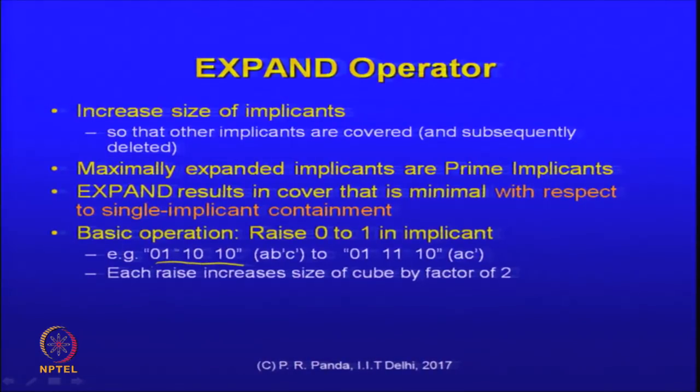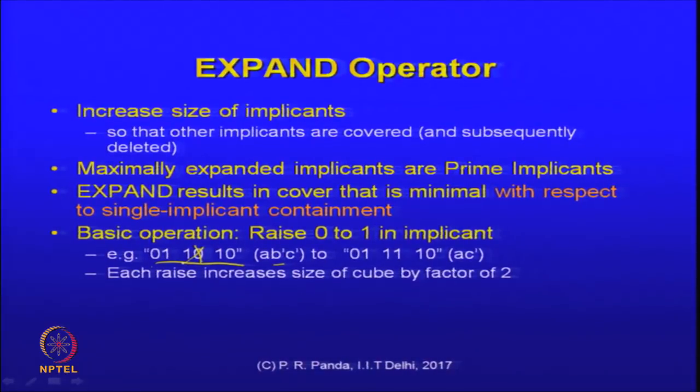what implicant is this? This is a, b prime, c prime. Expanding it means that I convert this, let us say, to a c prime, which means I am dropping the b prime literal. Conversely, I may drop a and that might become b prime c prime. Either way, the basic operation is that one of those zeros is converted into a 1. Dropping it means that a 1 0 or a 0 1 becomes 1 1. So, a 0 is converted into a 1 as the basic operation.